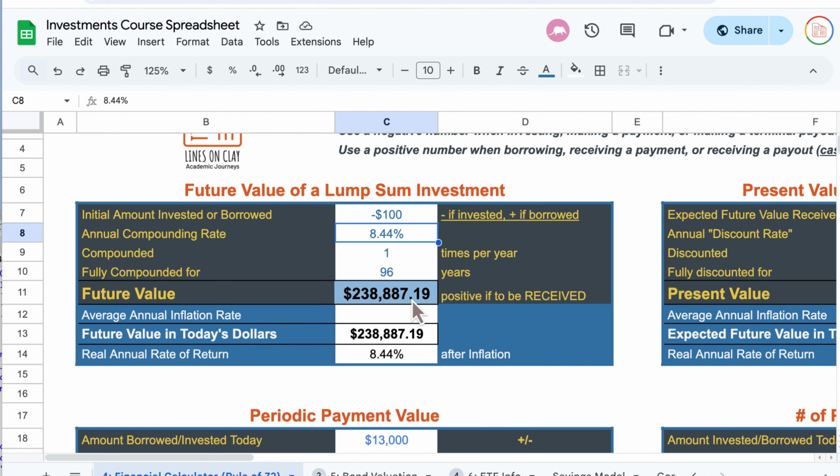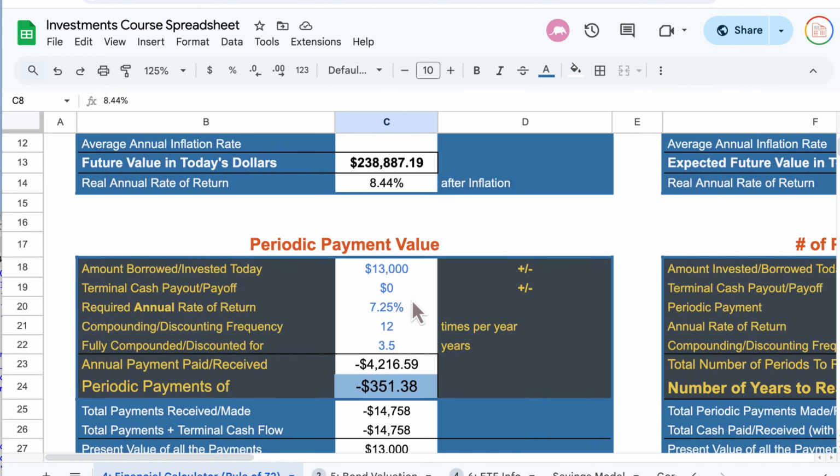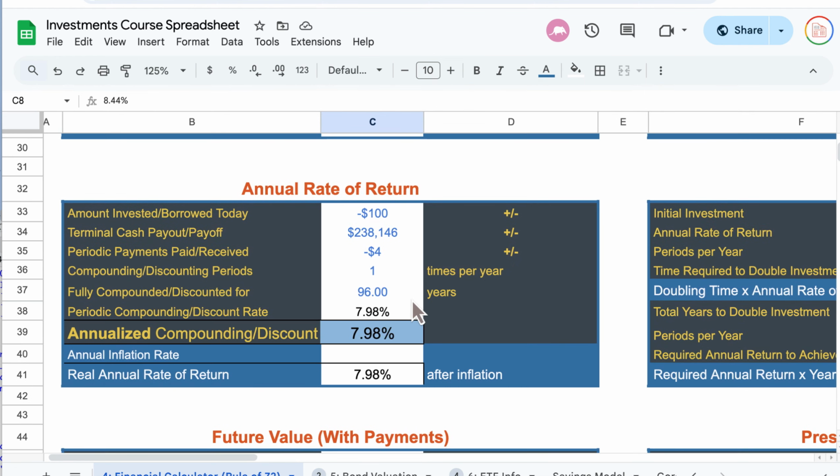Here's a far easier, more systematic way to do the same thing. We've also put together this annual rate of return function for you, financial function, that's really just from a financial calculator. And what you do is you say, okay, well, I want $100 to go in at the beginning. I want $238,000 to come in at the end. No periodic payments made or received in the meantime, compounding once a year for 96 years, and it just spits right out for you. Hey, that's an 8.44% annualized return.